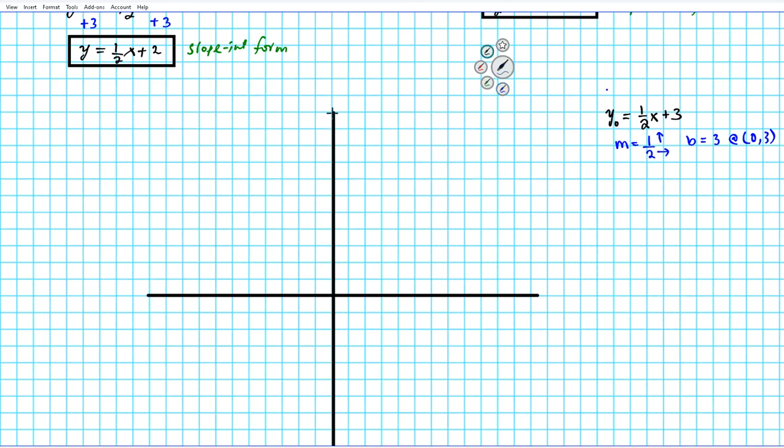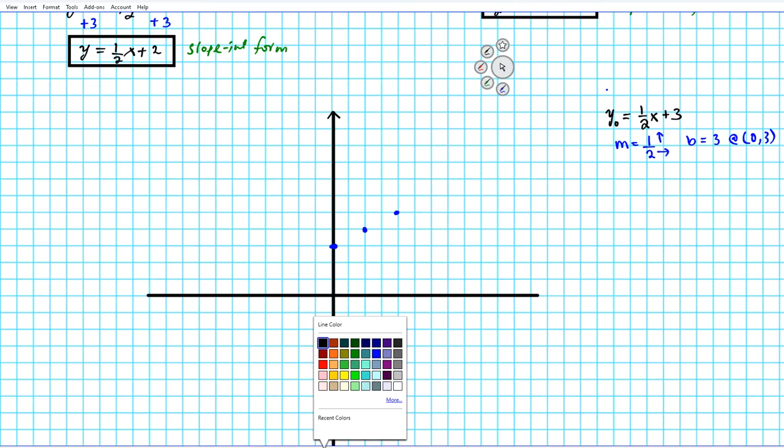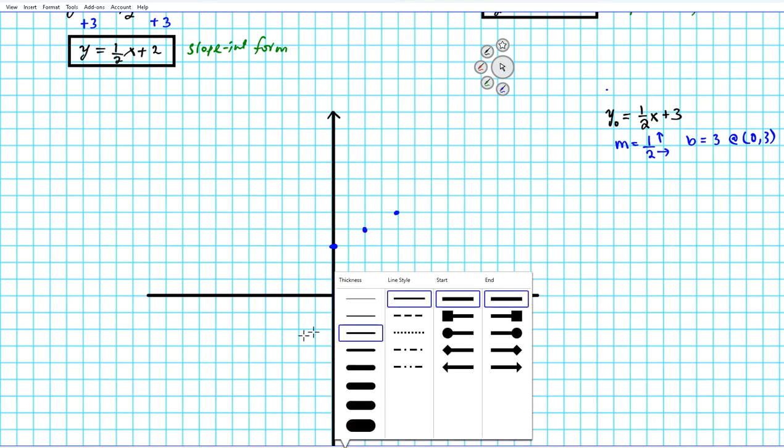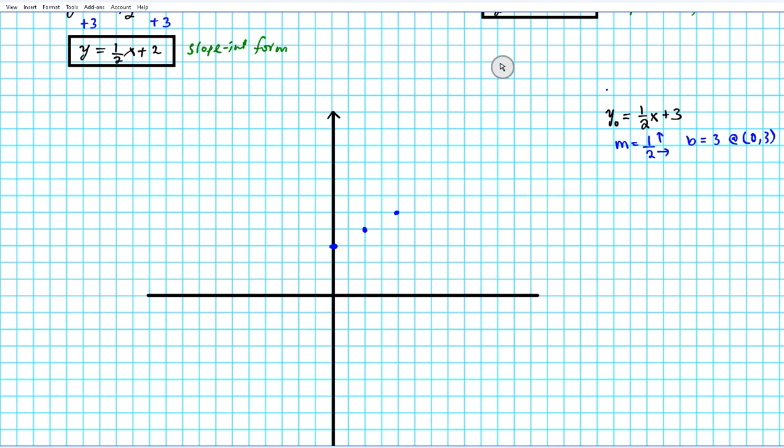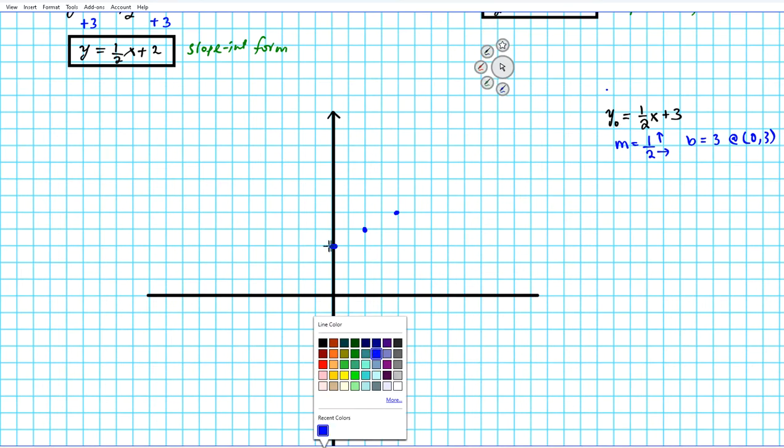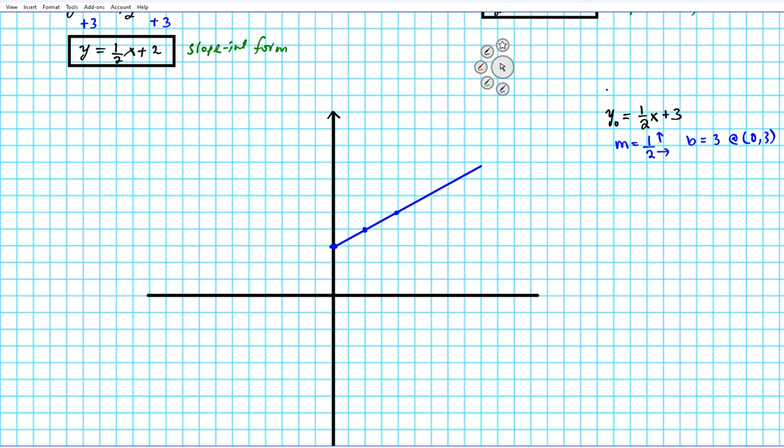Let's graph the first line, y equals 1/2 x plus 3. We start at 3: 1, 2, 3. From there we go up 1 and over 2, rise 1, run 2. Let's draw the first line in blue, y original. This is what we have right here. This is the first line, and we have 2 more lines to go.